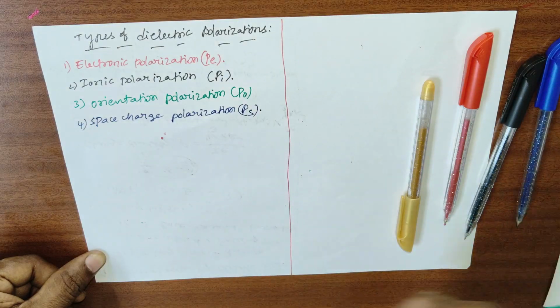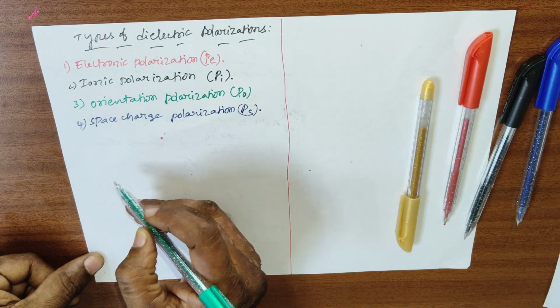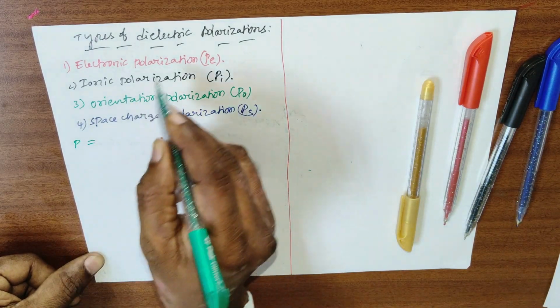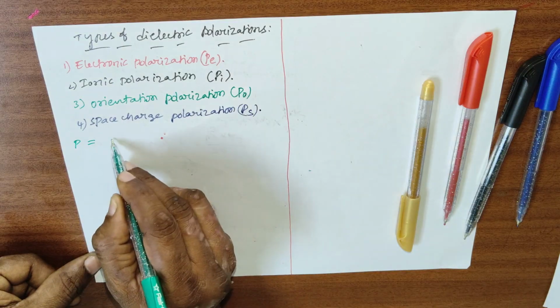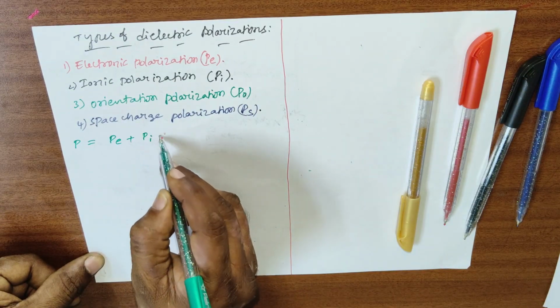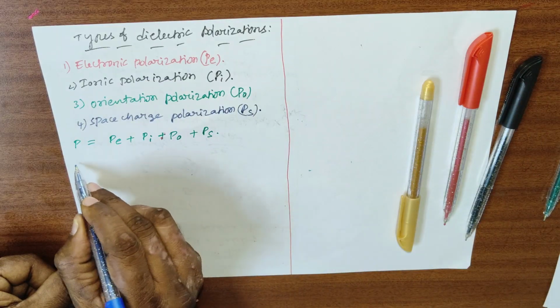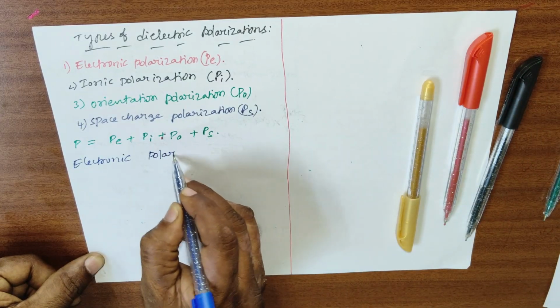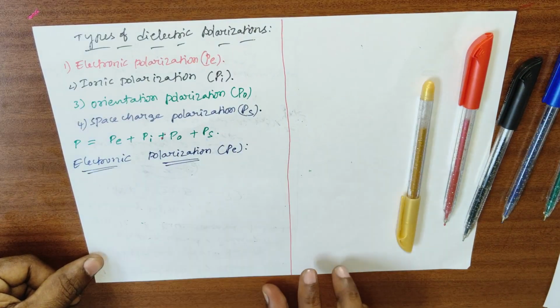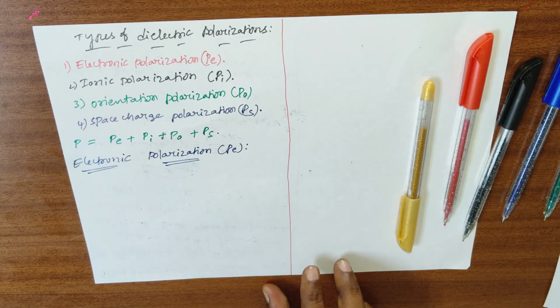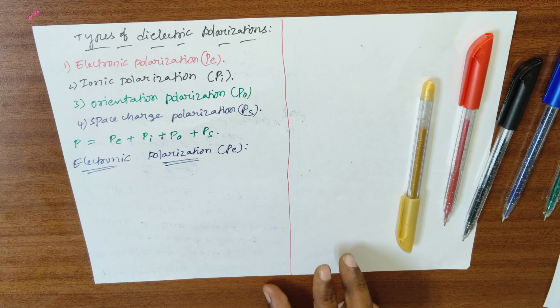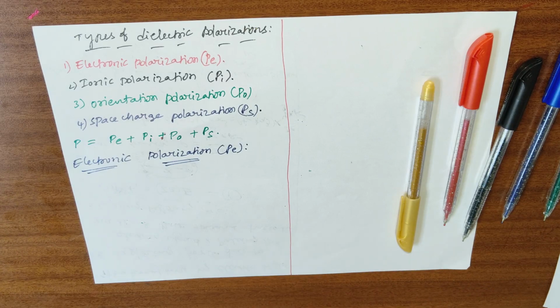Here that implies the total polarization of the dielectric material is the sum of all these polarizations. P equal to PE plus Pi plus PO plus PS. First, we will discuss electronic polarization, that is denoted by PE. The derivation of electronic polarization or polarizability is a guaranteed essay question in exams. It is also important in competitive exams.